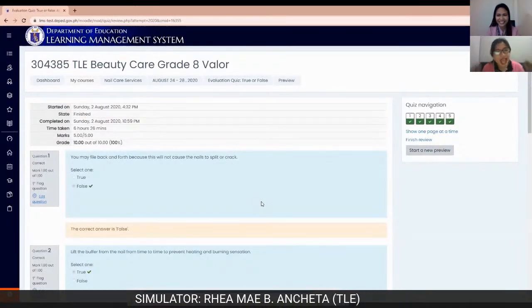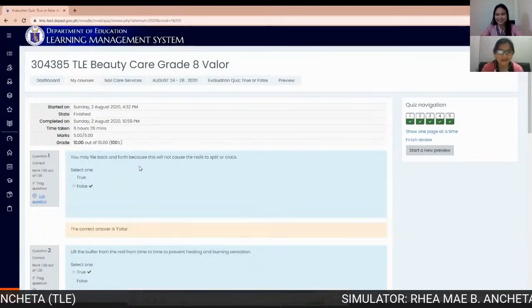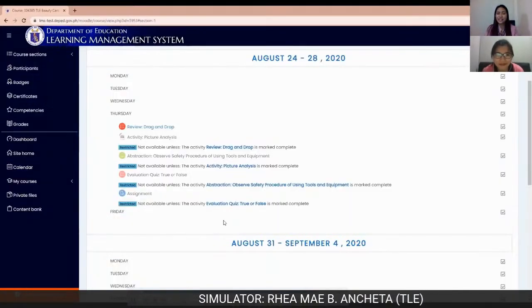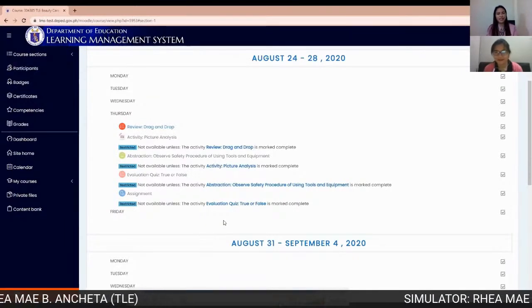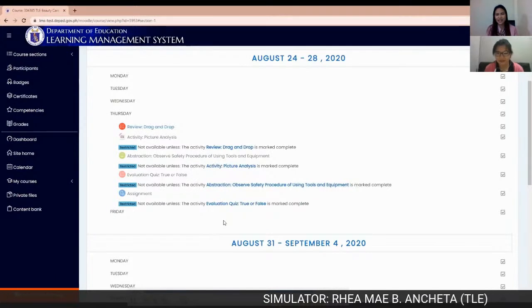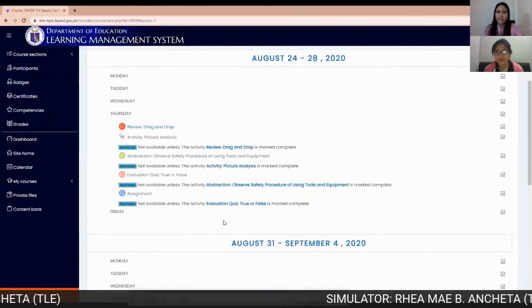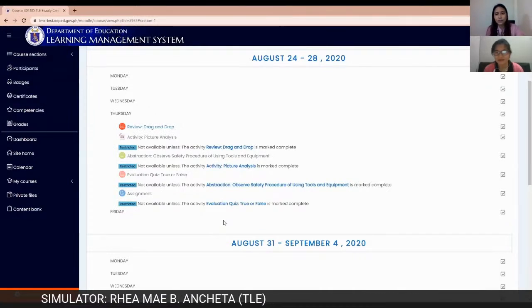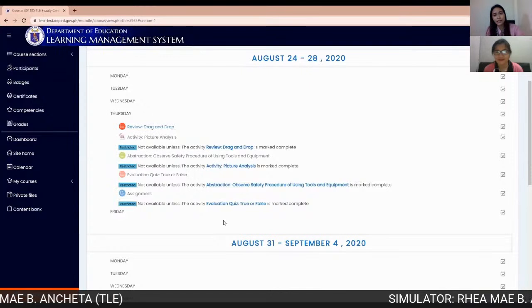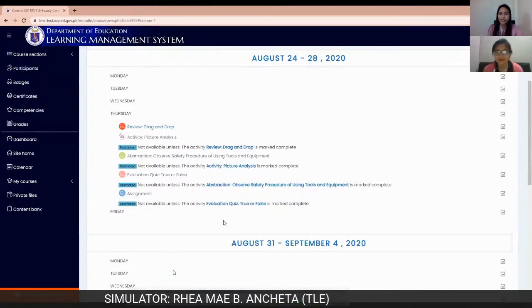Okay, perfect. Yay. Excellent job. You got it all perfect. Very good. So congratulations on the result of your quiz. That means you have learned a lot from today's discussion. Okay, so before we end our lesson for today, let's have a short generalization of the importance, again, of observing safety and precautionary methods when handling your tools and equipment in nail care services.